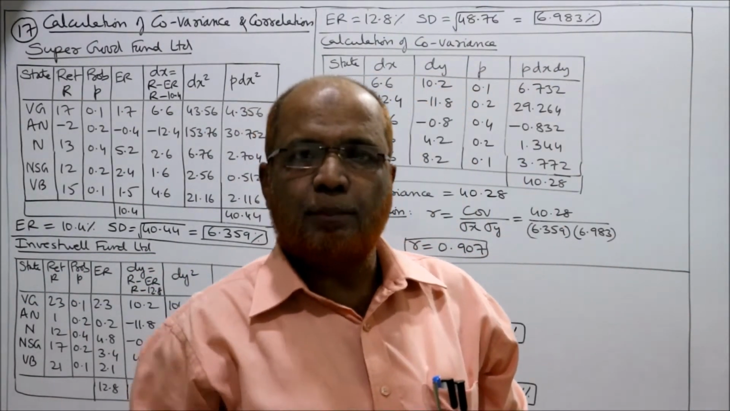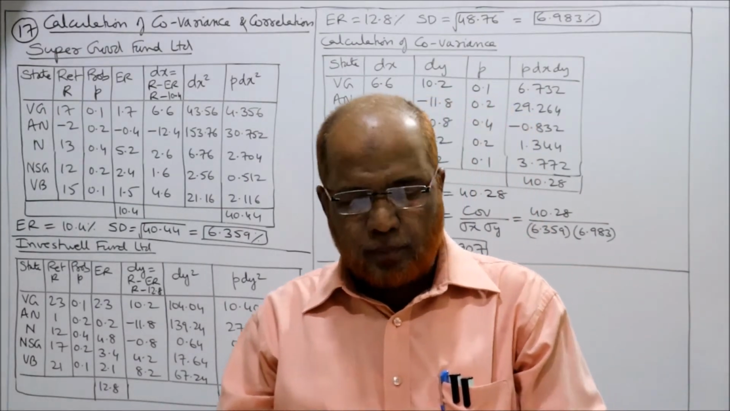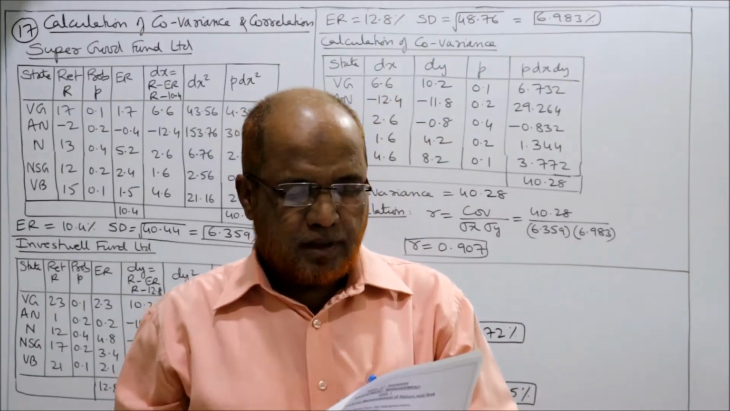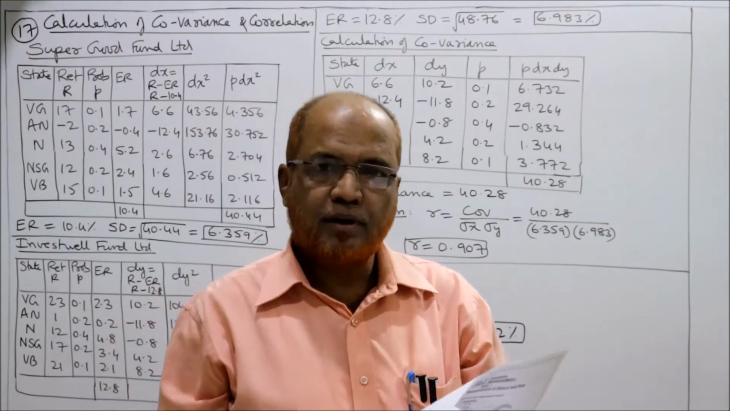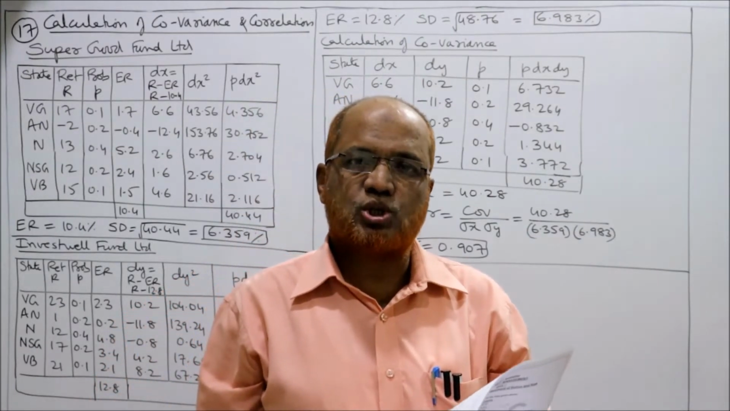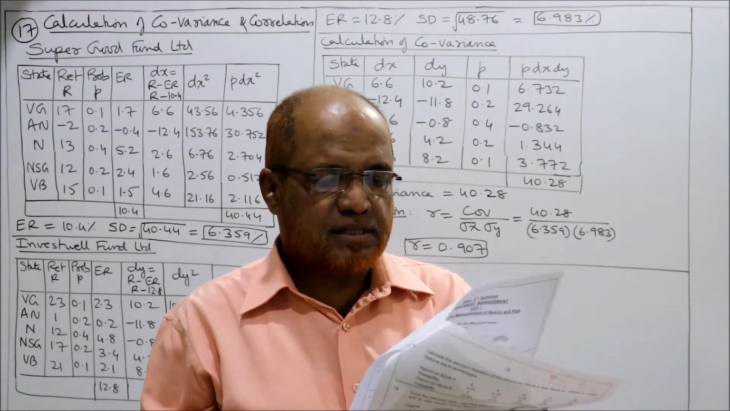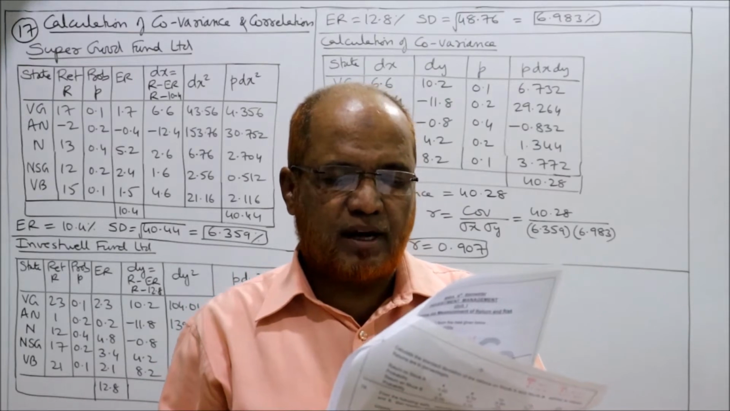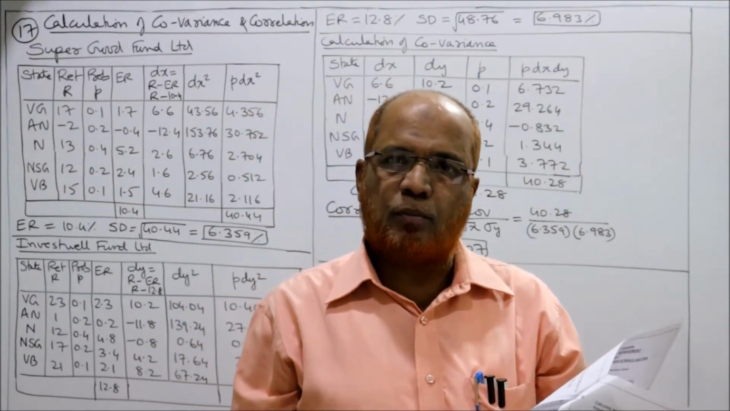Students, in the previous session we have completed problem number 15. Now we'll start problem number 16. See carefully problem number 16. The following forecasts have been made for investments A and B. So we have two stocks, stock A, stock B. For stock A, returns are given 10%, 15, 20, 25, 30 and probabilities are 0.05, 0.2, 0.5, 0.2, 0.05. So we are given the probability and returns.